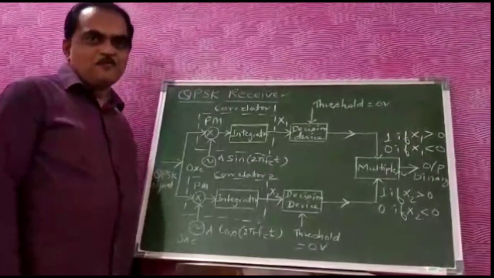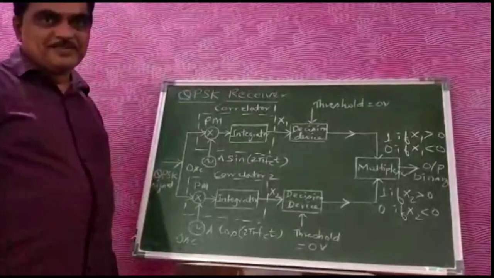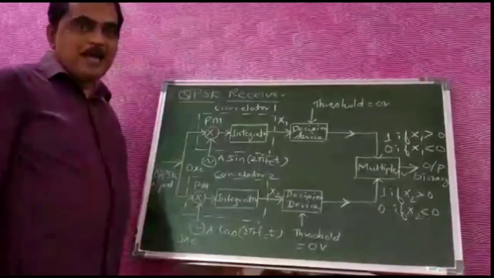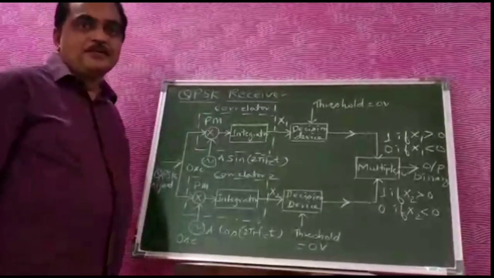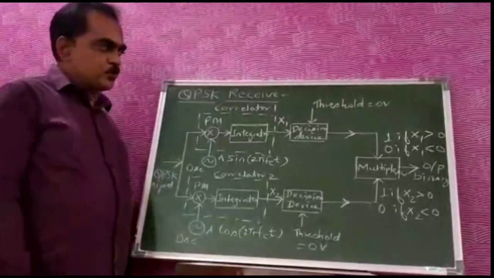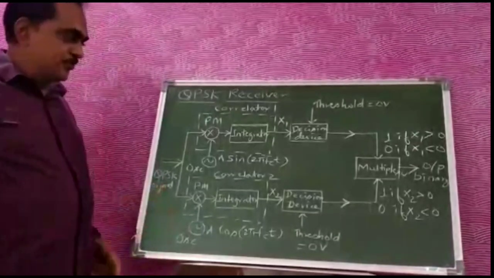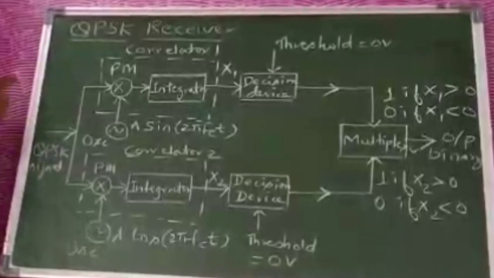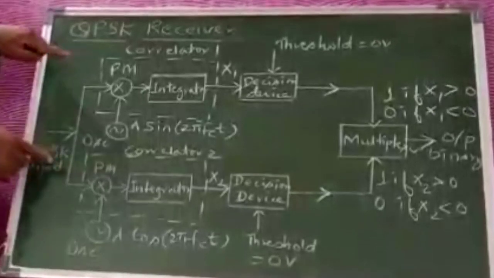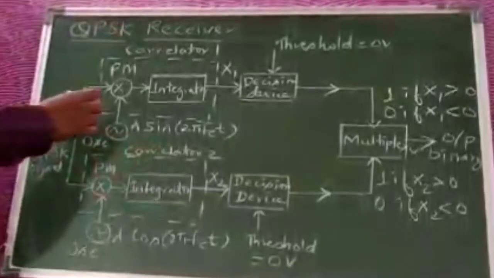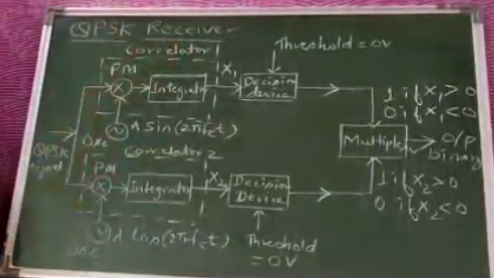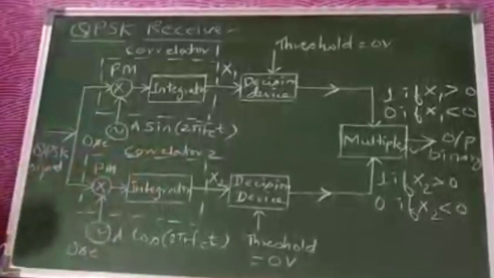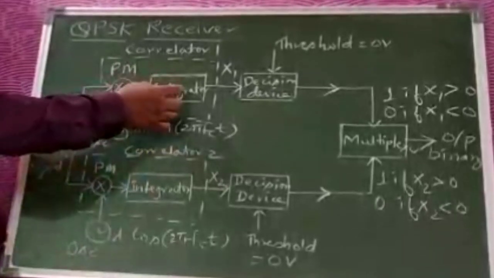Dear students, now we will see the QPSK receiver. That is, we are going to demodulate a QPSK wave and extract the binary data from it. So the diagram for the process looks like this. Here the input will be a QPSK signal and there are 2 channels shown. On the top channel we have correlator 1, on the bottom channel we have correlator 2. And each correlator will have a product modulator and an integrator.